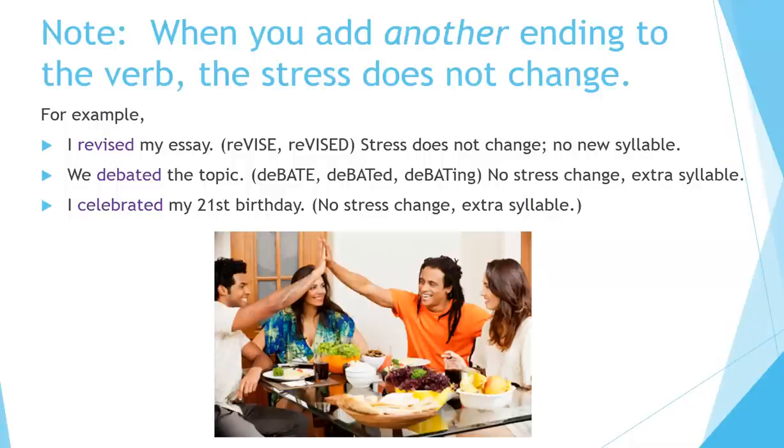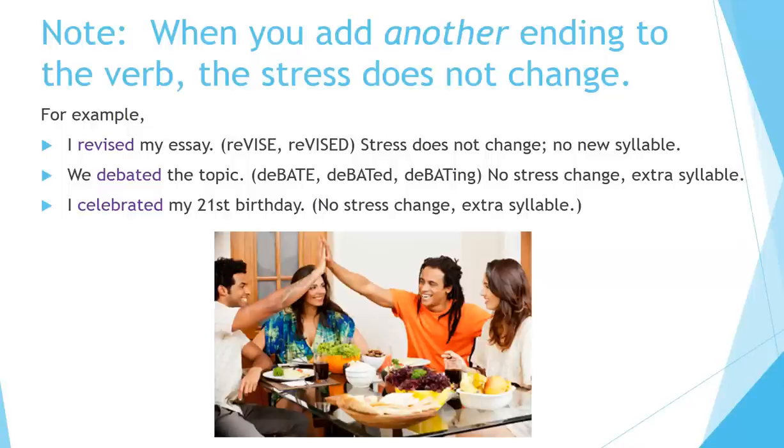Note, when you add another ending to the verb, the stress does not change on the original verb. For example, I revised my essay. Revise, revised. The stress does not change even though we add the past tense ending. There's no new syllable in this example.